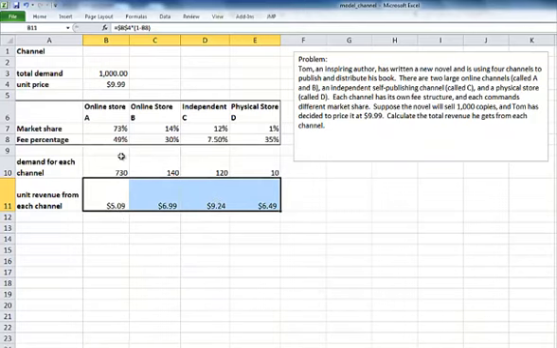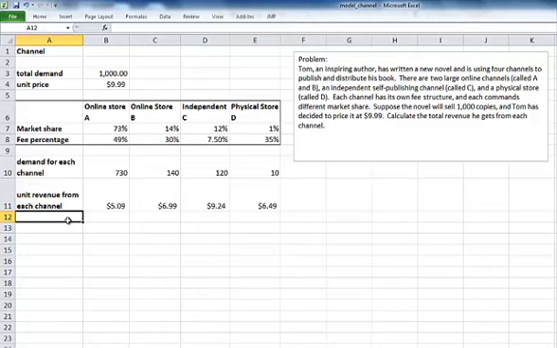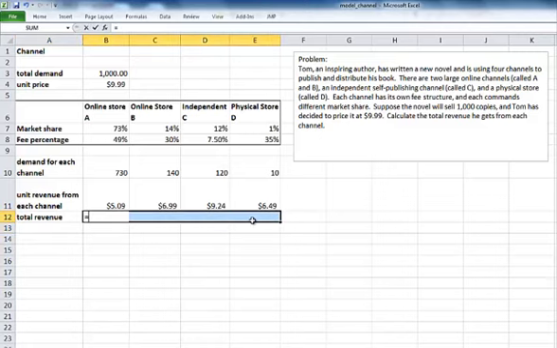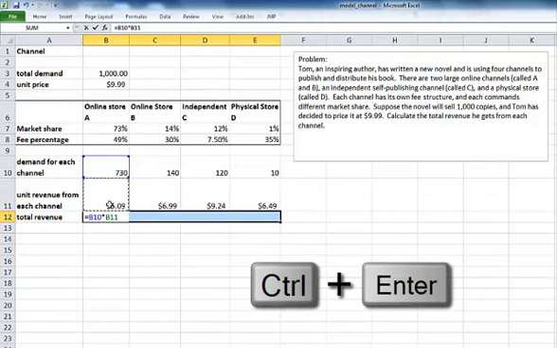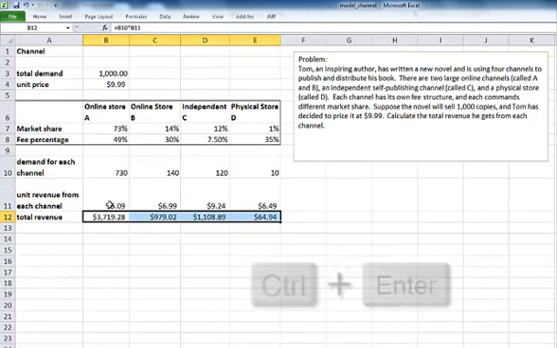Now that we know these 2 quantities, we can get total revenue from each channel. Okay, so it'll just be the units times the unit revenue. Again, we press Control Enter. That's our answer here.